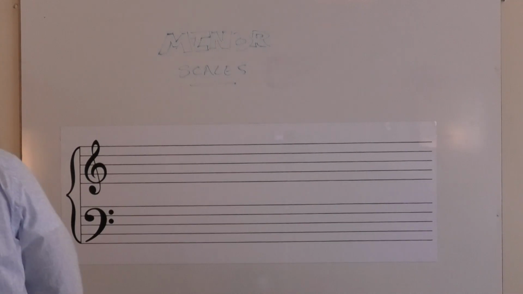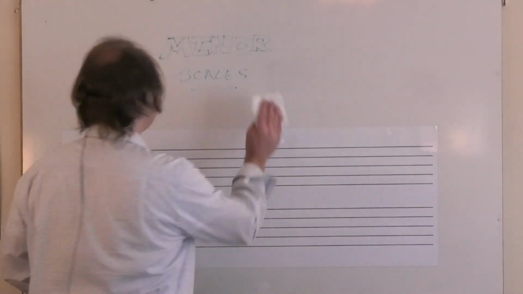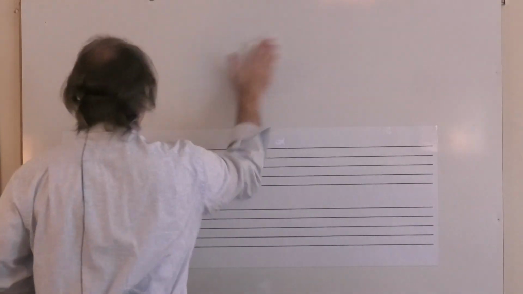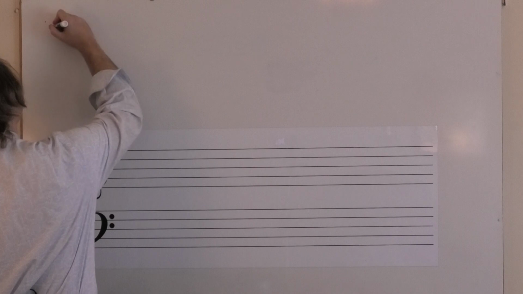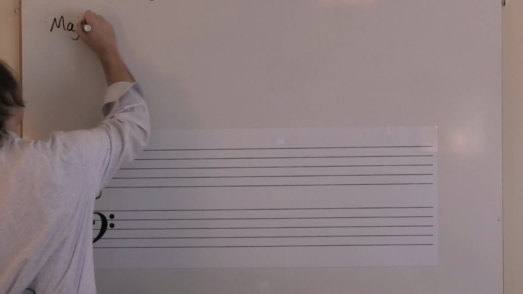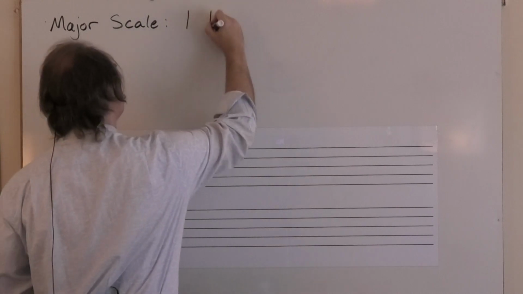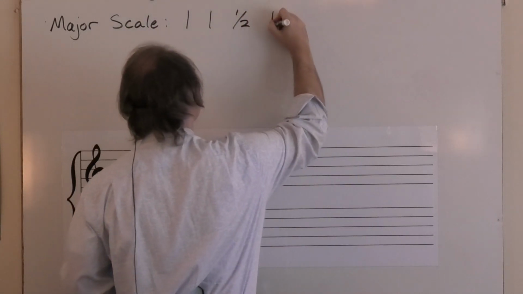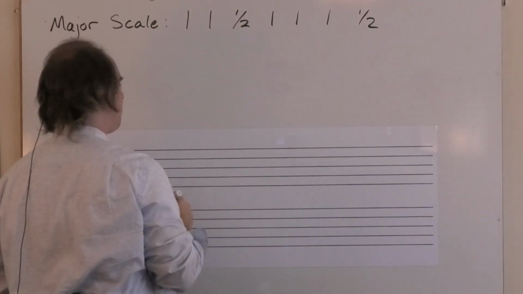Let's start by looking at a major scale. How do we define a major scale? It is a whole step, half step, whole step, whole step, whole step, half step.